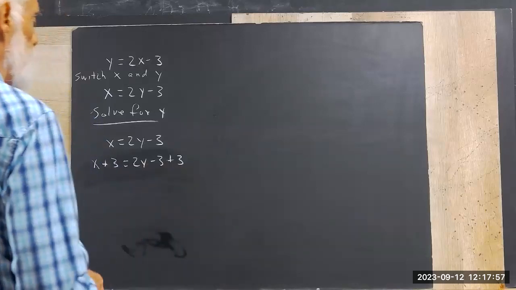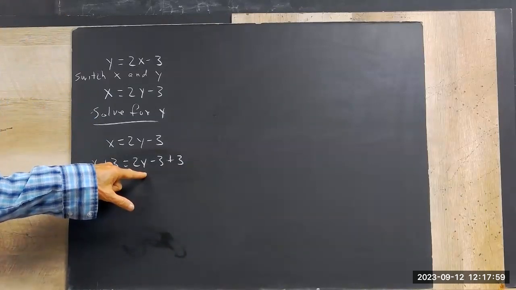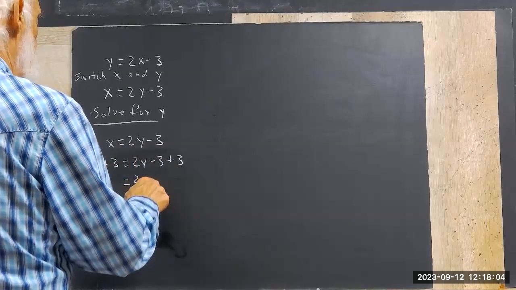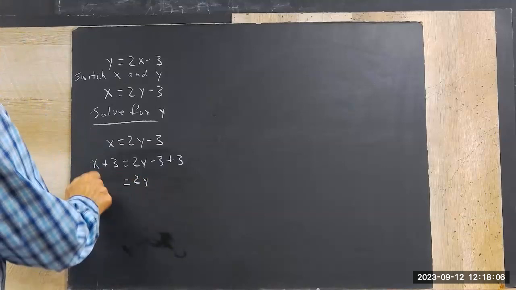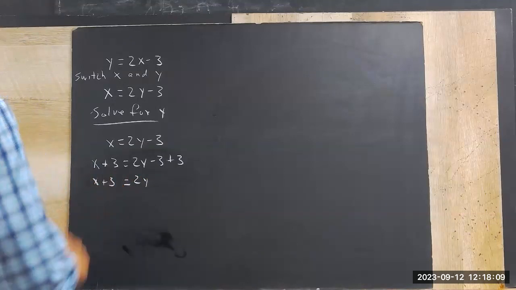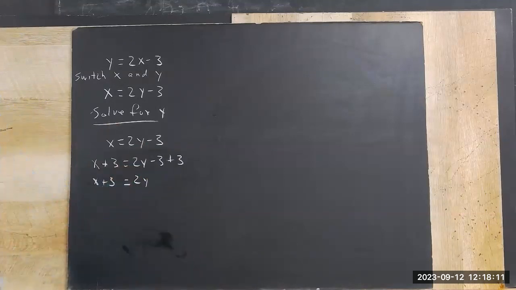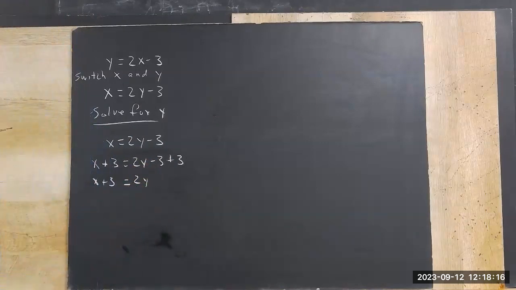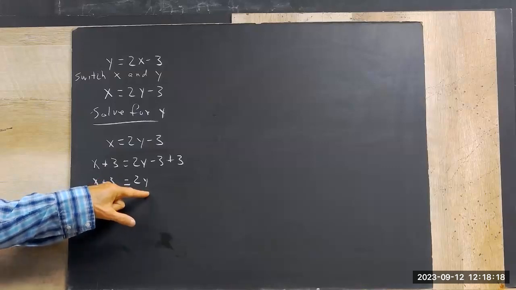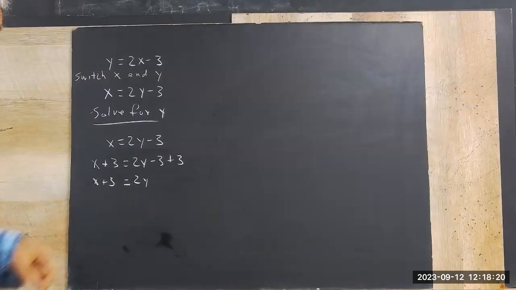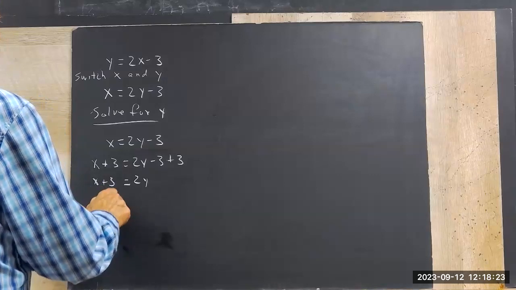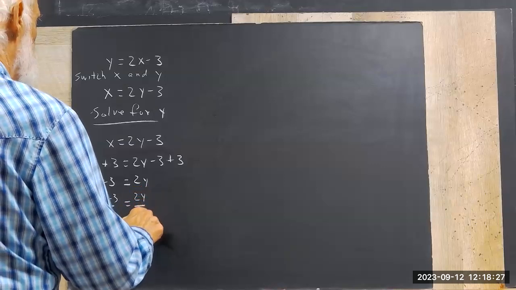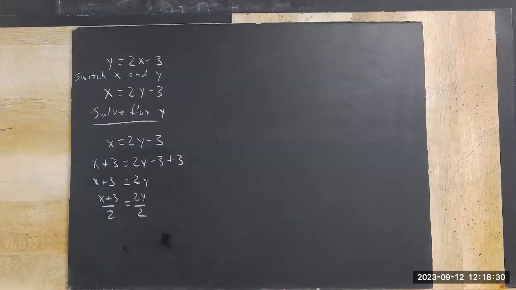Okay, now why do we do that? Because we're trying to isolate y. Negative 3 plus 3 is 0. And that just leaves us with 2y, and we've got x plus 3 over here. Now, how do we solve this? We divide both sides by 2. If we divide 2y by 2, we're going to get y. So we're going to get x plus 3 over 2 equals 2y over 2.